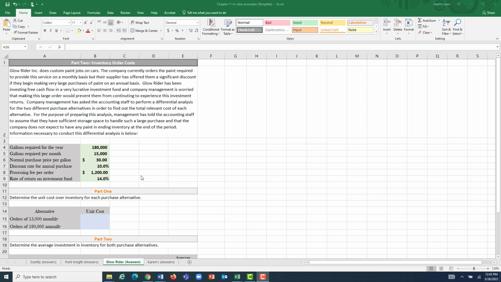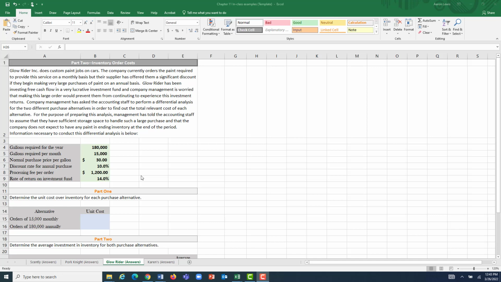Very important. You don't want to go buy a year's worth of paint and realize that your storage facility can only handle, say, a 3-month supply. That means that you have other relevant costs that are going to come into play, like having to rent a new facility, etc. And also that they're not going to have any paint on hand at the end of the period, which is going to be important for a calculation that we're going to do in a little bit.